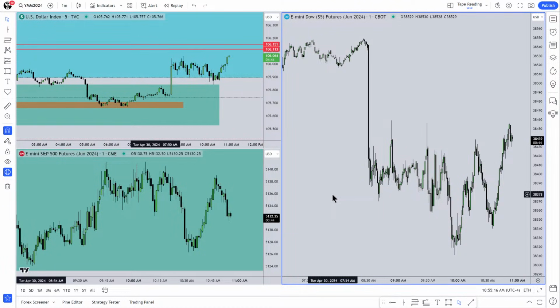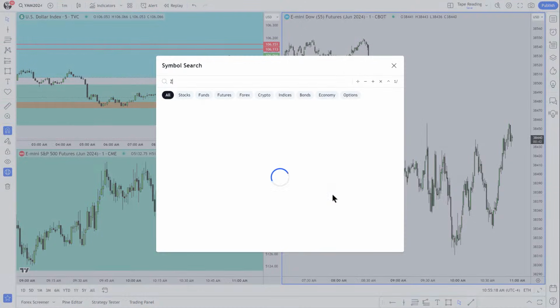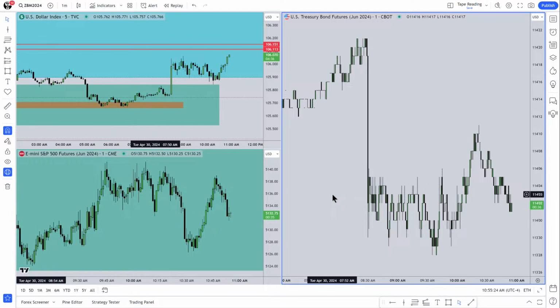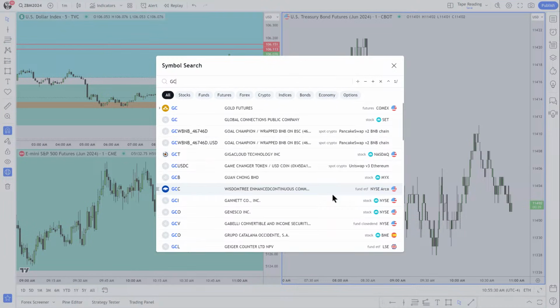Good grief. I just want to take a quick look at the bond market. Yeah, not much going on there. Let's look at gold.